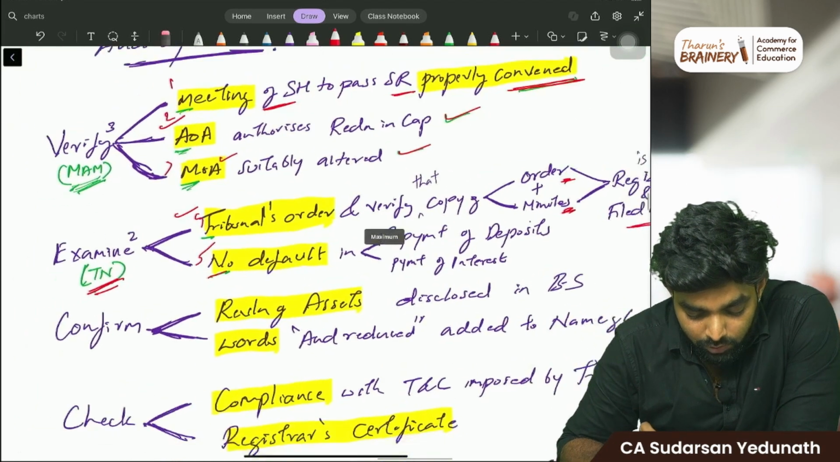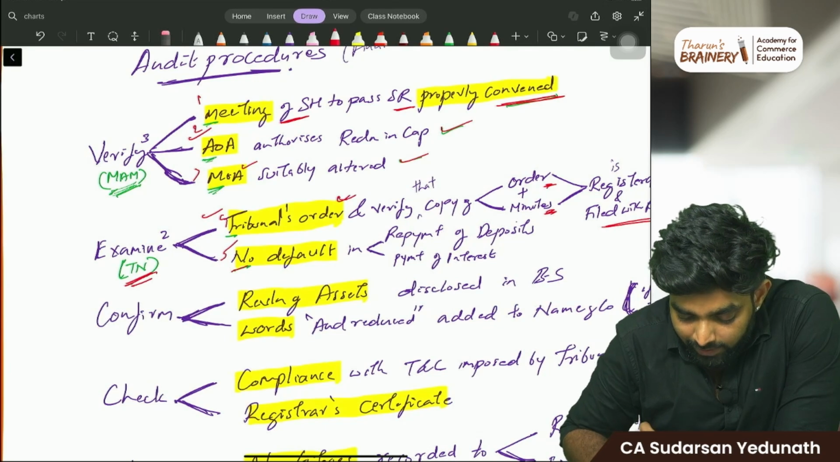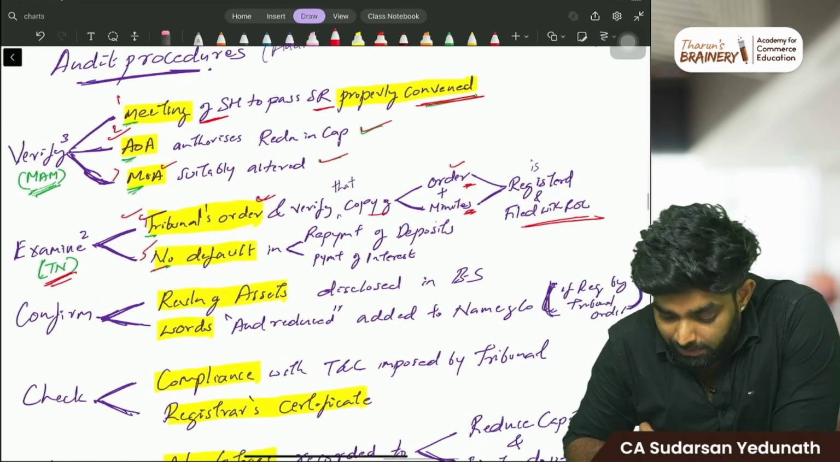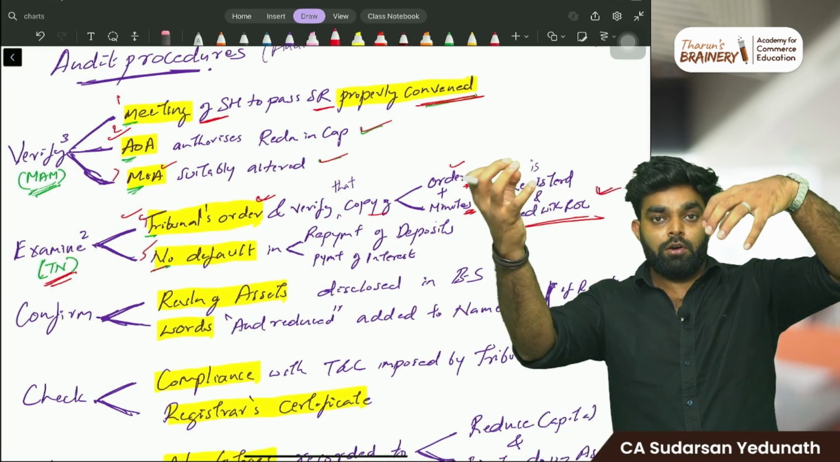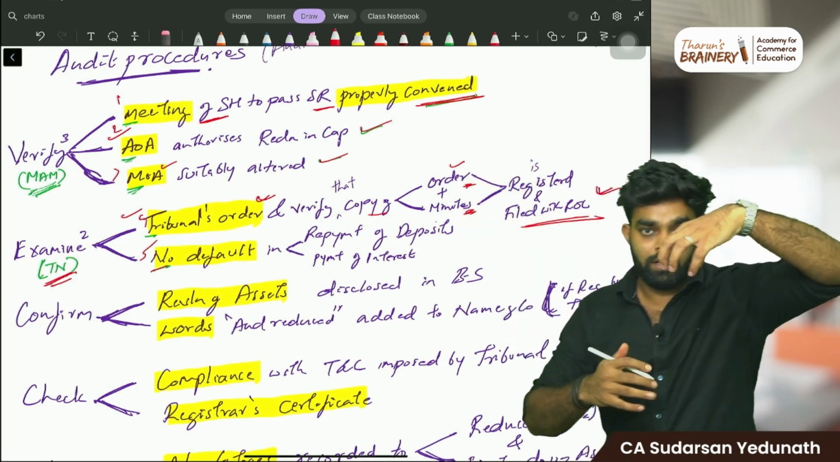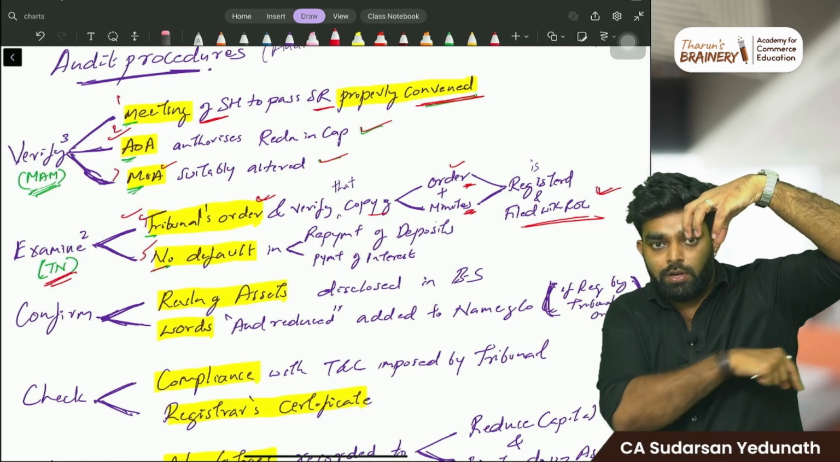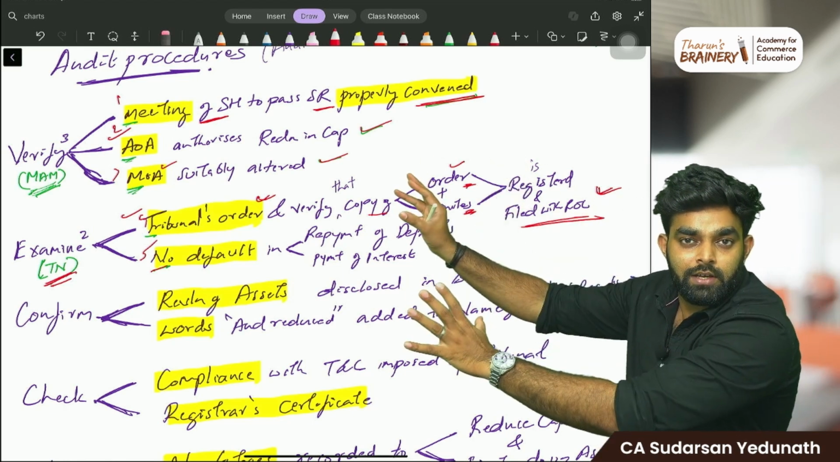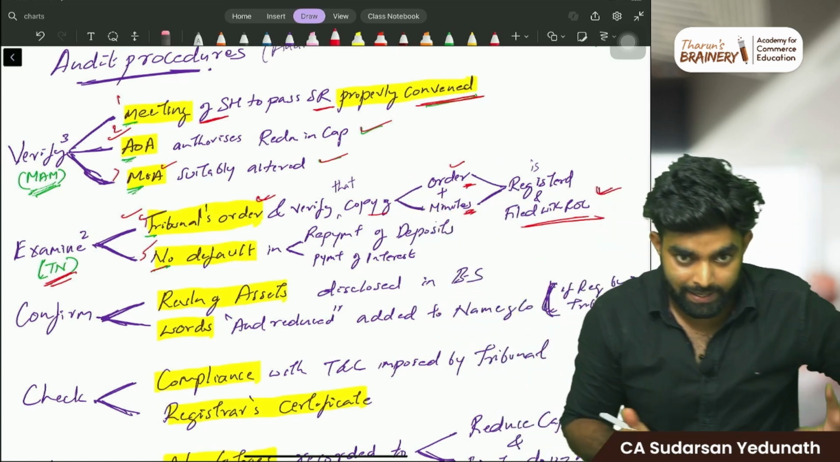So as an auditor, you have to verify the tribunal's order and verify that a copy of that order plus minutes of the meeting is registered and filed with ROC. If it's because of a tribunal's order, that order plus the minutes of all the meetings combined, file it with ROC, Registrar of Companies. Auditor has to check that, examine.